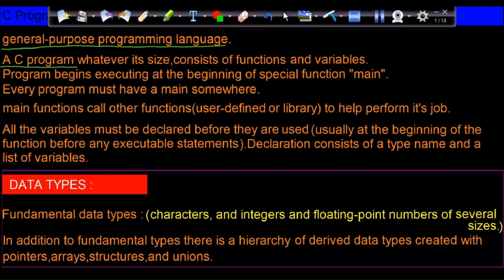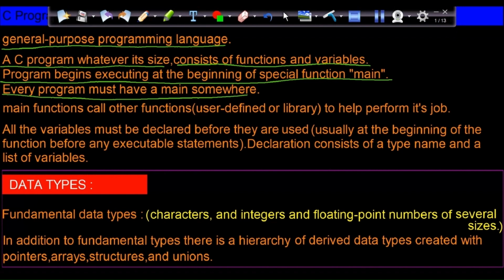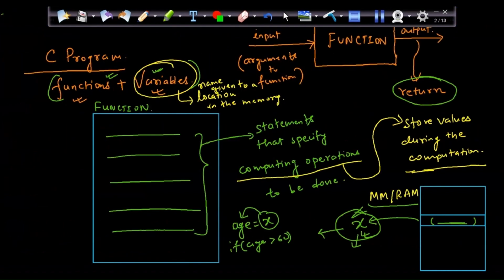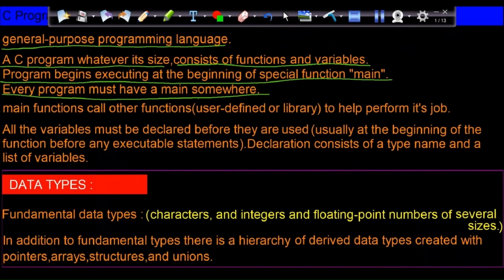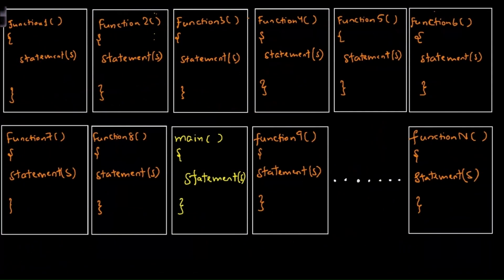A C program, whatever its size, consists of functions and variables. The program begins executing at the beginning of a special function called main, and every program must have a main somewhere. All of these things we have already seen. Now, these functions can be user defined or library. From the main function, it may call other functions, which may be user defined or library. So, this is the structure of a C program.